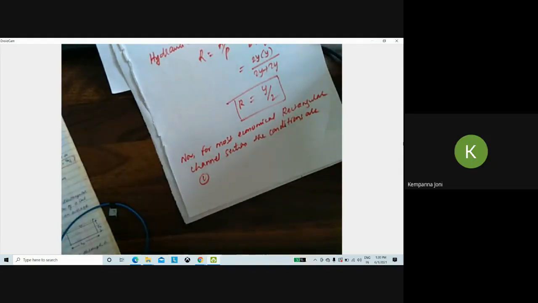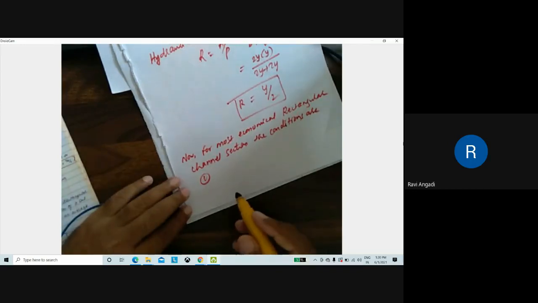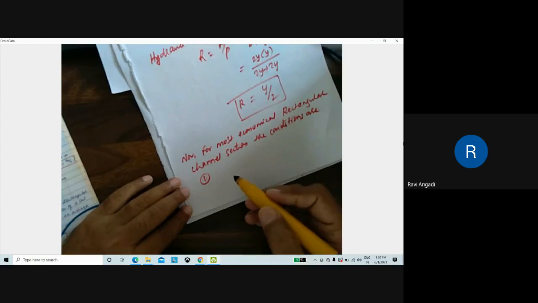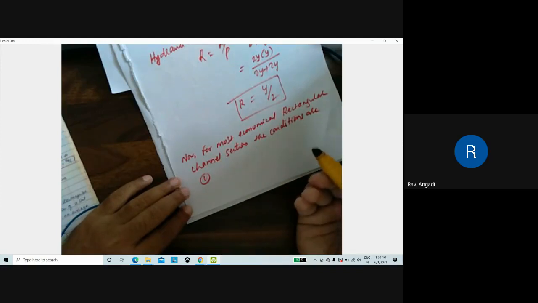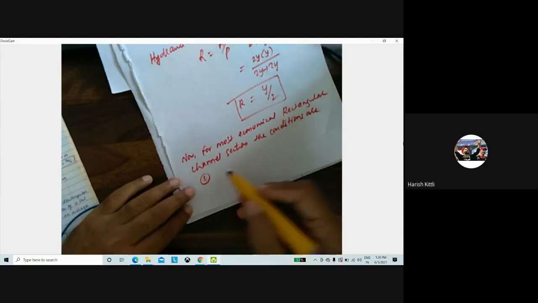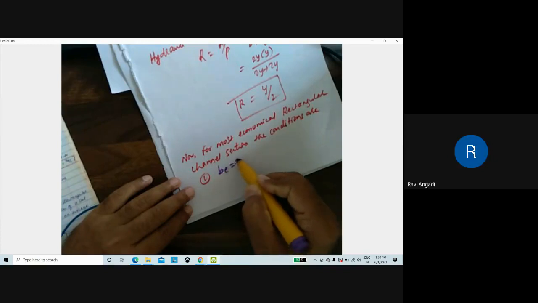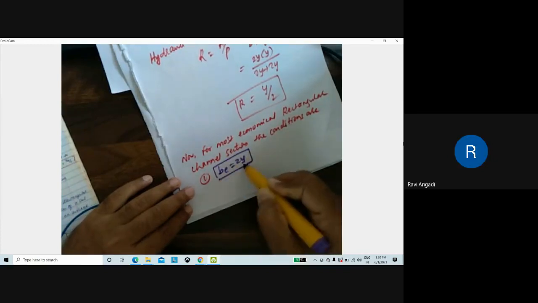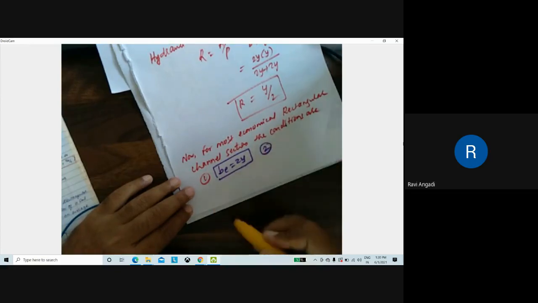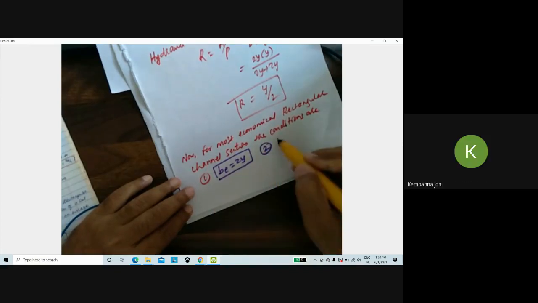What are the conditions you already derived? B equal to 2y, or y equal to B by 2, sir. B equal to 2 times y. That is, the width of the channel section is twice the depth of flow. What is the second condition? y equal to B by 2. That is the second condition.